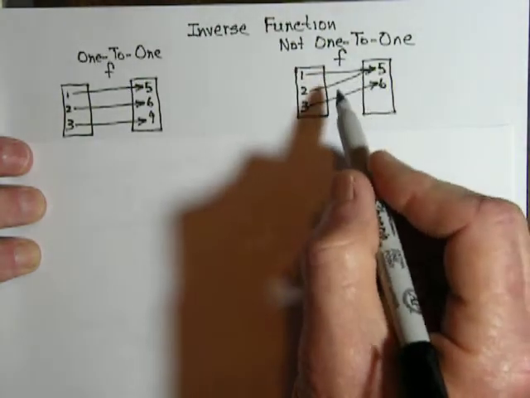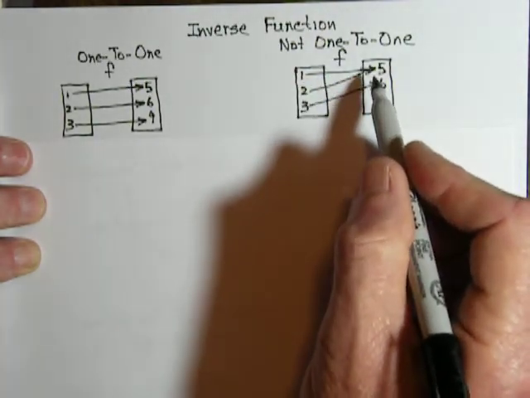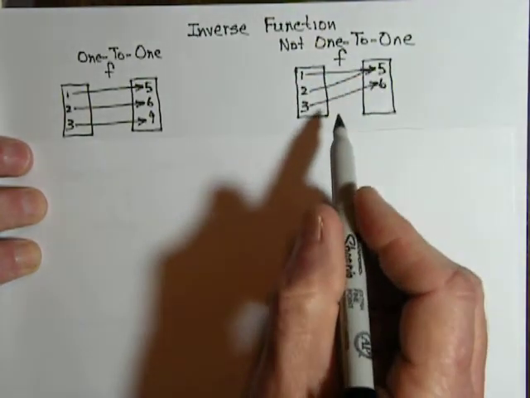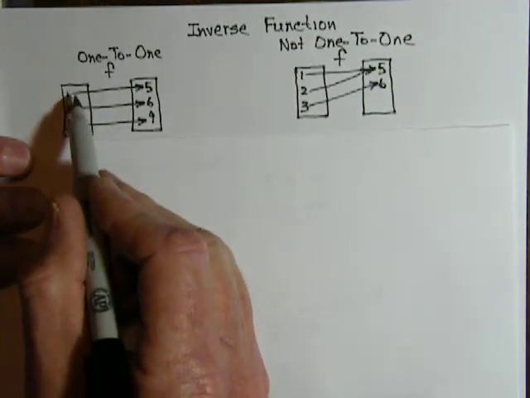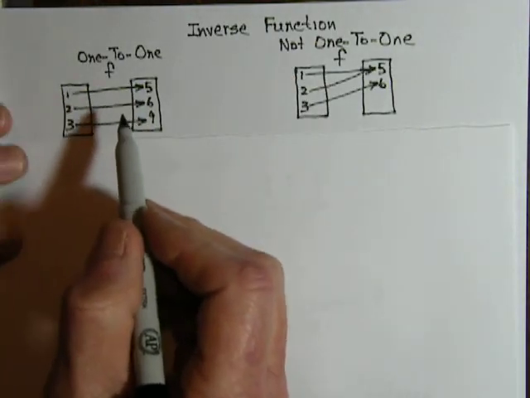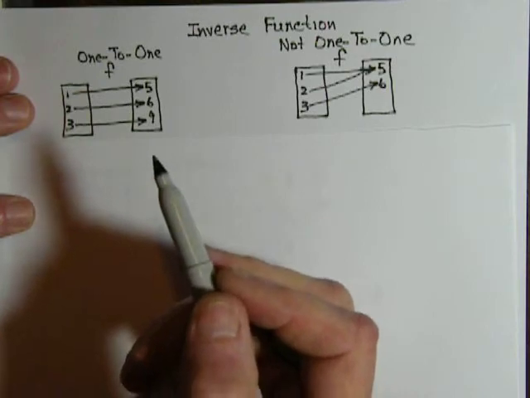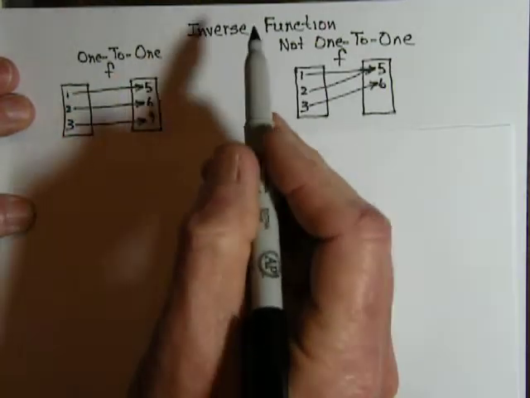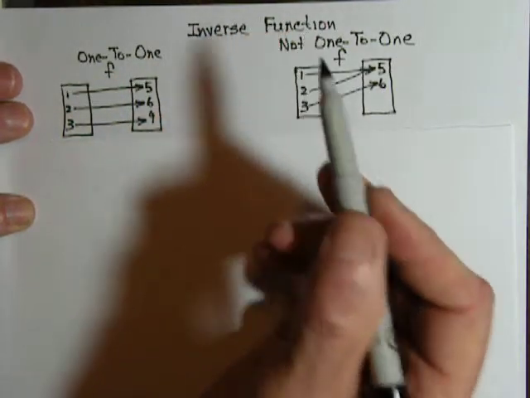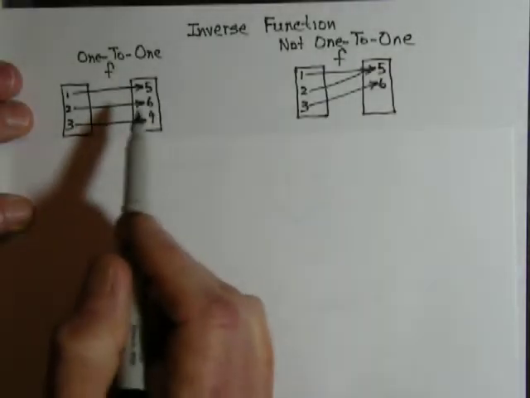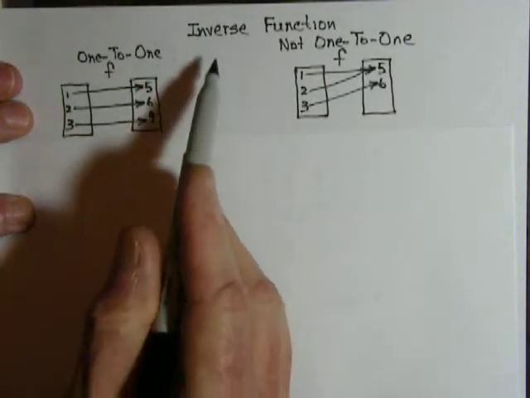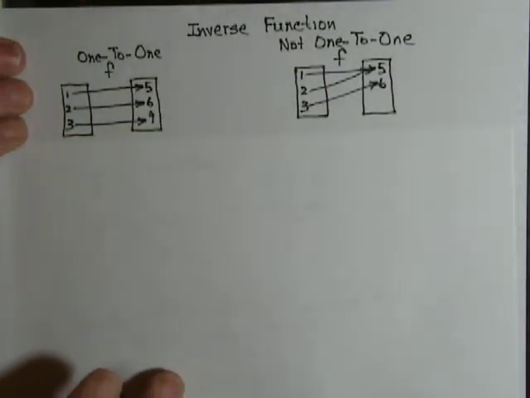In math language, it's referred to as a many-to-one, as opposed to a one-to-one, like this example here. The important thing about one-to-one functions is a one-to-one function will have an inverse that is a function. So that's why we study one-to-ones in order to learn about inverse functions.